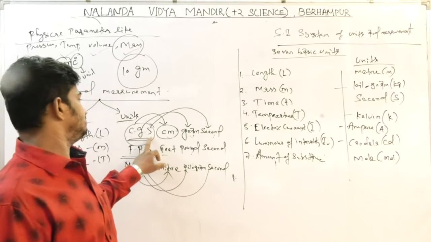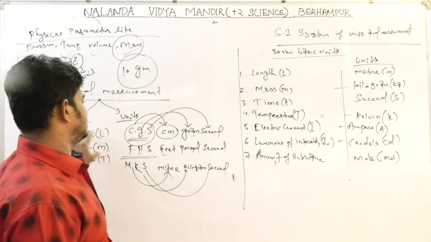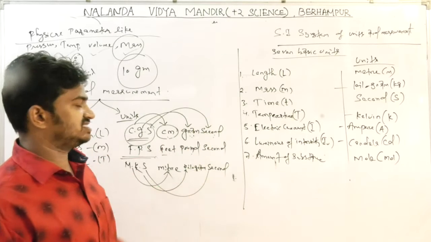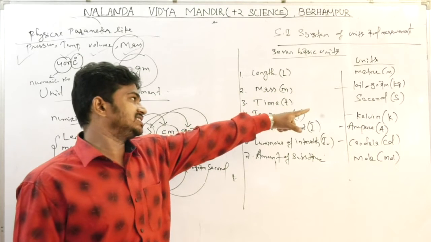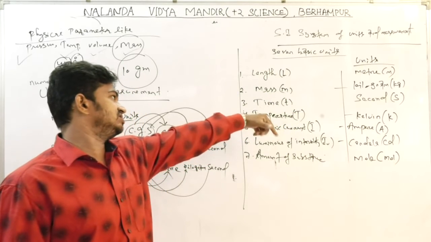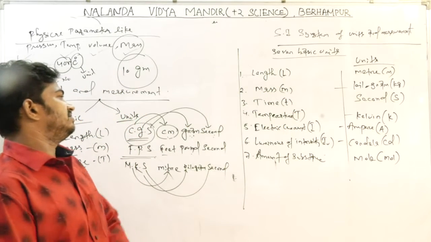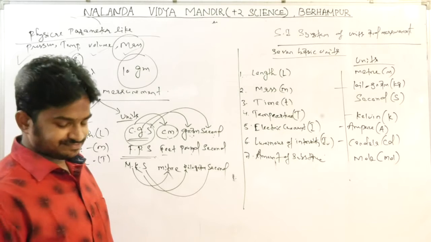In the CGS system, the basic 3 are centimeter, gram, second. But in the SI system, for length it is meter, for mass it is kilogram, that is kg, and for time it is second.